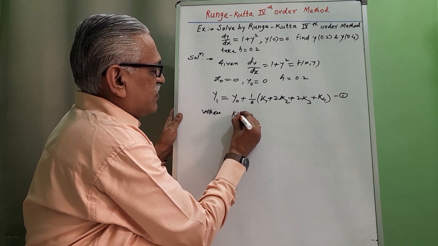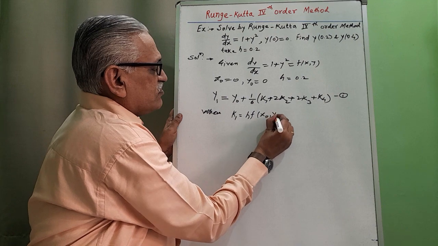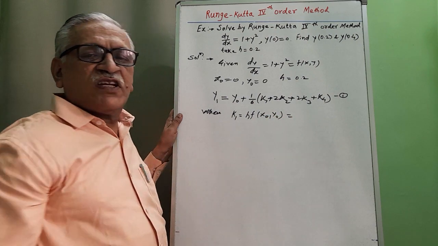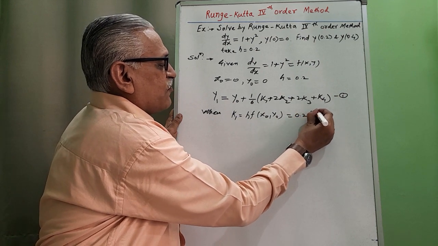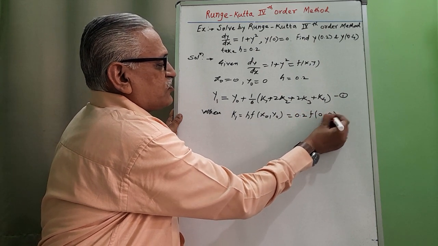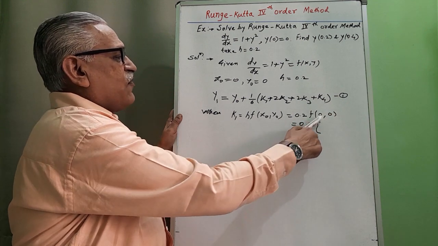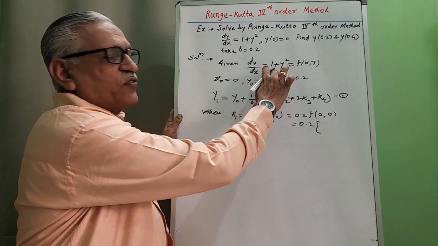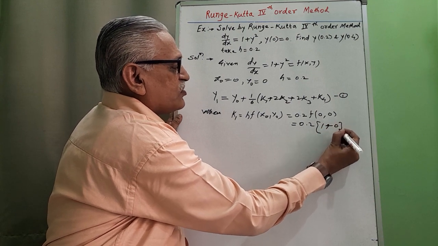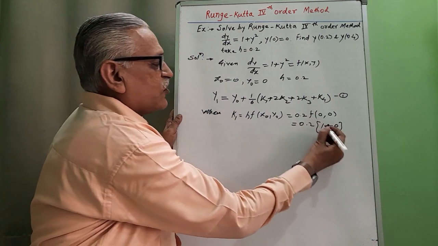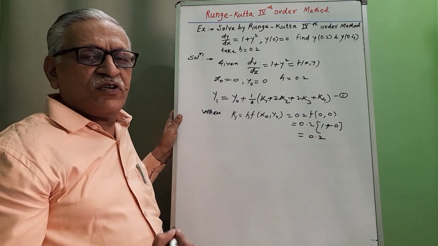k1 is given by h into f of x0 y0, and that is equals to, substituting the corresponding values, h is 0.2, x0 is 0, y0 is also 0, and therefore it is 0.2 times f of x y. f of x y is 1 plus y square. Therefore, using this, it becomes 1 plus y square. y is here 0, 0 square is 0. And therefore, 1 plus 0 is 1. 1 into 0.2, we get that value as 0.2. This is the value of k1.